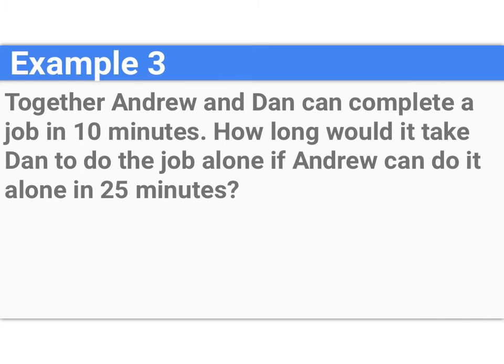Okay, so together Andrew and Dan can complete a job in 10 minutes. So let's make that 1 out of 10. How long would it take Dan to do the job? Oh, that's together. So equals. So Dan is 1 over x because we don't know. Andrew is 1 over 25.